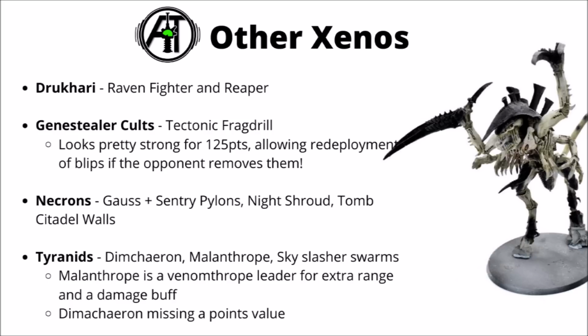And the Tyranids have a few entries as well, new entries for the Dimacaron and the Malanthrope, plus the Sky Slasher Swarm Rippers. The Malanthrope appears to be a Venomthrope leader now that gives them extra range on their -1 to hit, plus a damage buff for them in combat too. The Dimacaron still seems to be pretty fast general purpose, and it's likely to be pretty scary against most things in combat with strength 9, damage 3 and twin linked attacks, though it is missing a points value at the moment, so it's not very easy to play at the moment.